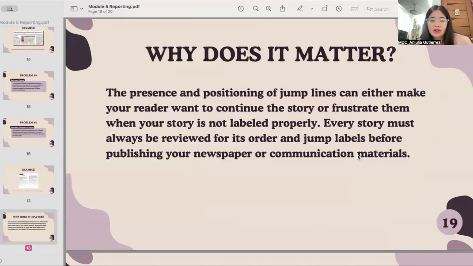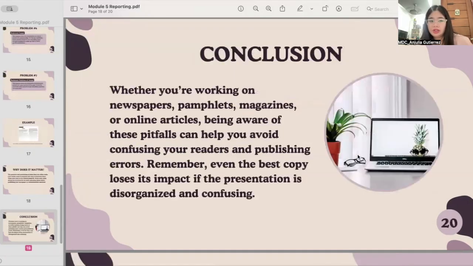Why do these matter? So the presence and positioning of jump lines can either make your reader want to continue the story or frustrate them even more when your story is not labeled properly. So every story must always be reviewed for its order and jump labels before publishing your newspaper or communication materials.